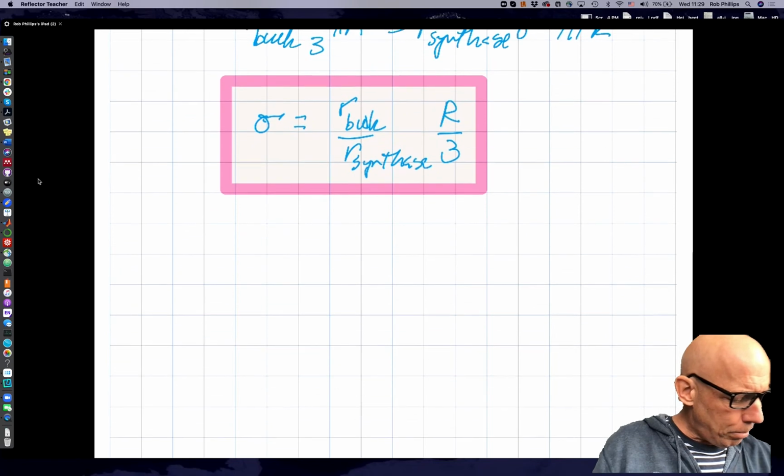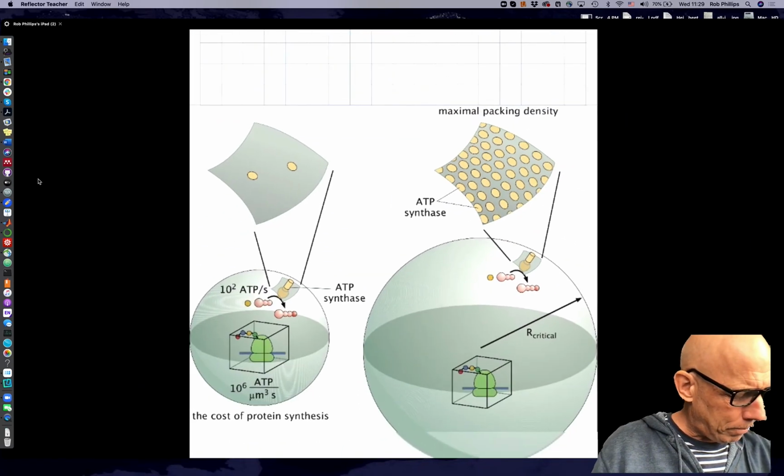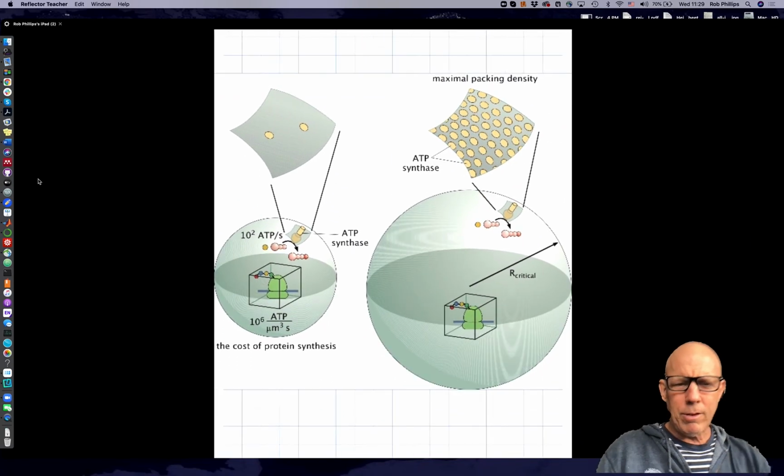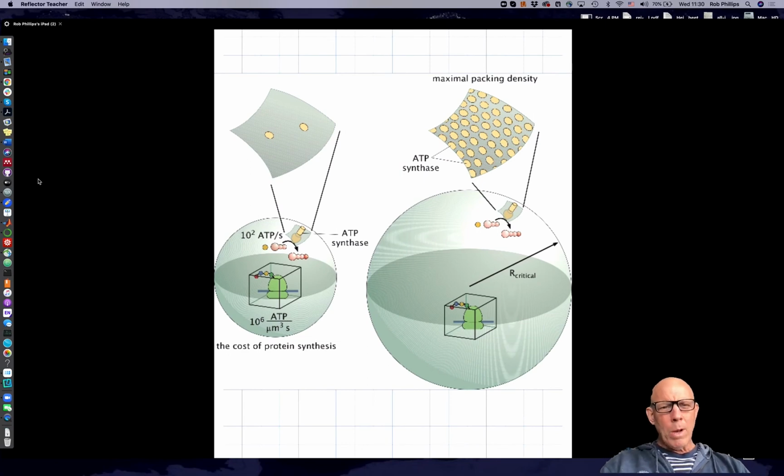So we have this nice simple result, and I just wanted to show you where this leads, and I'll probably give this as a homework problem. What I'm saying is that, when I have a small cell, I can meet this demand of 10 to the 6th ATPs per micron cubed per second by putting a relatively modest number of ATP synthases in the membrane. But as the cell gets larger and larger, I reach some point at which I have to put so many ATP synthases into the cell membrane that there's no room for anything else. And what we'll find is that that scale is of order 10 microns or something.